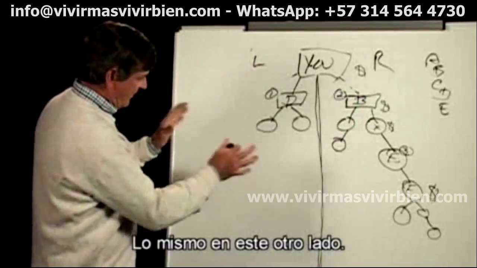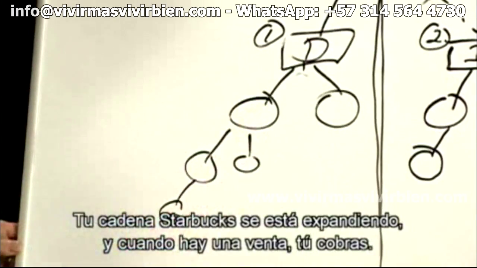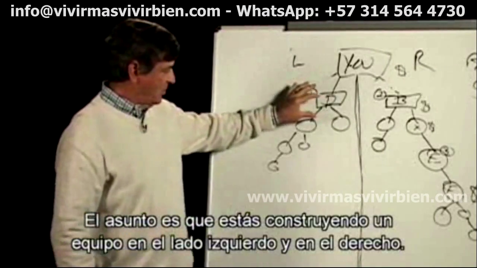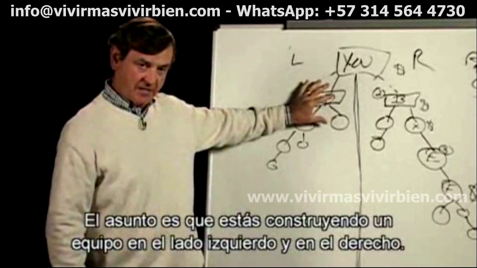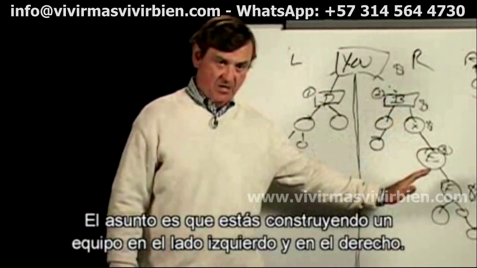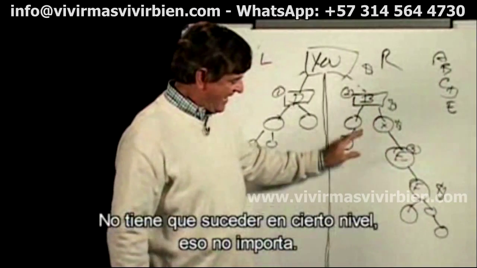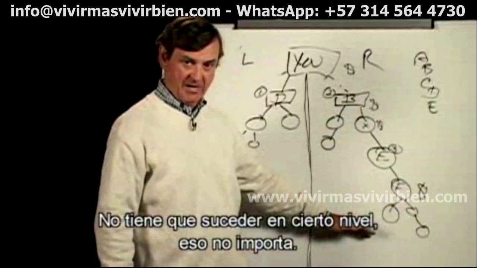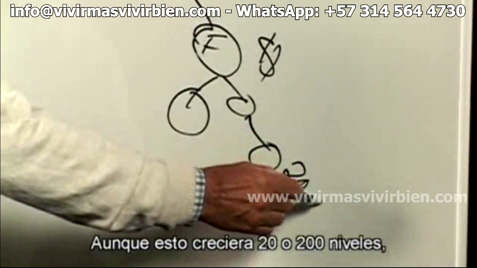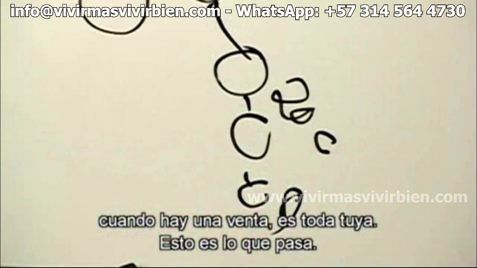Now, over on this side, same thing. Your Starbucks chain is expanding, and wherever there's a sale, you get paid. So the whole theme is you're basically building a team on the left side and a team on the right side. Wherever there's a sale, bingo, you get paid. It doesn't have to be at a certain level. It doesn't matter. If this were to drift 20 levels or 200 levels, there's a sale, it's all yours.